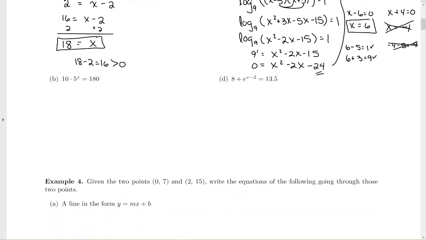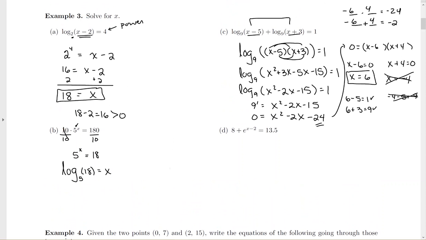The next two are exponentials. So we're going to try to get the exponent by itself. This is 5 to the x. The 10's got to go. Divide both sides by 10. So I have 5 to the x equals 18. All right. So from here, I need to rewrite it as a logarithm. This is an exponential, so the opposite, or the inverse of an exponential is a log. The base is 5 equals the power. Right. And then this would be where you would use your calculator.